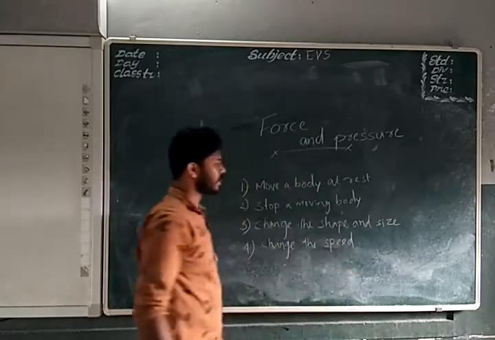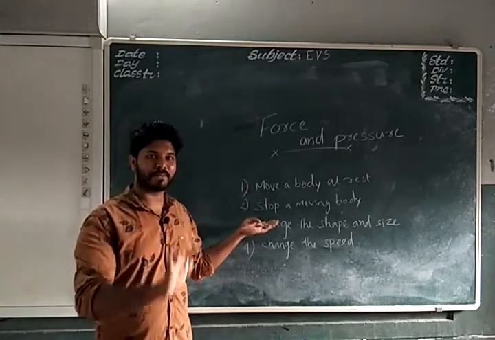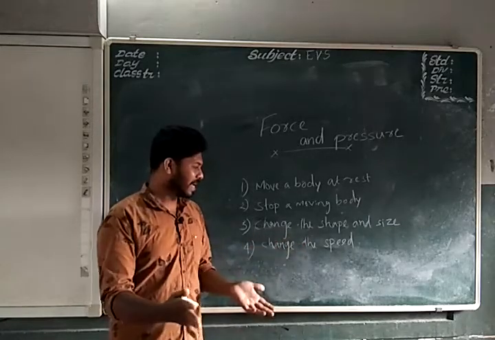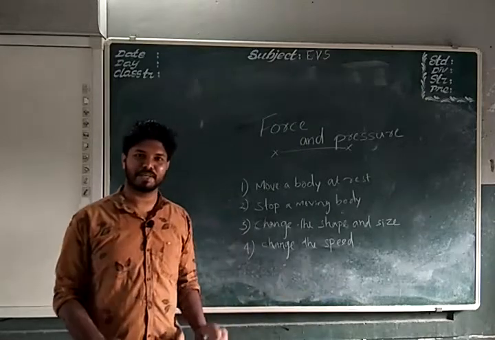So we got 4 points. We can move a body at rest. We can stop a moving body. We can change the shape and size of a body. And we can change the speed of a body. We can increase or decrease the speed of a body.